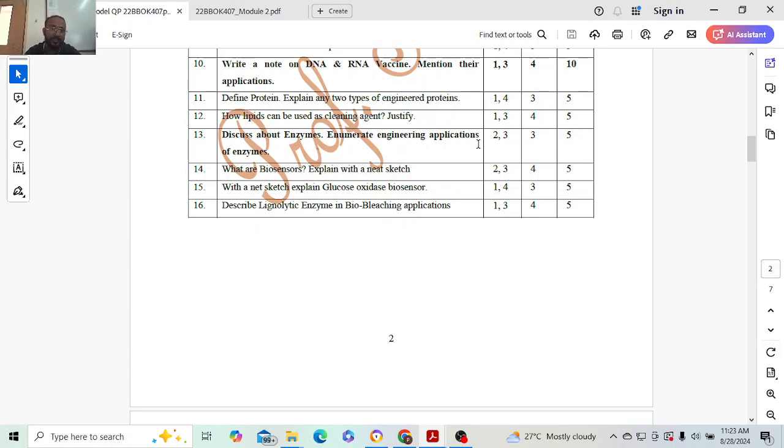Discuss enzymes. Enumerate engineering applications of enzymes. Same thing which has been repeated. Sorry, with a neat sketch, explain glucose oxidase biosensor. Repeated. Describe lipolytic enzyme in biobleaching applications. Also, it will have 1 mechanism and an explanation.